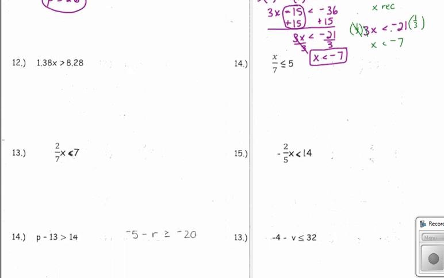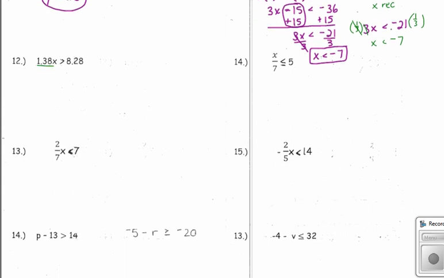For number 12, this means to multiply, so we're going to divide. You do the opposite. Divide by the coefficient 1.38. Bring down the variable, the inequality symbol, and the answer is 6. X is greater than 6. All numbers greater than 6 are the solution.